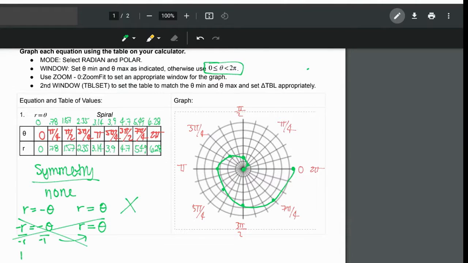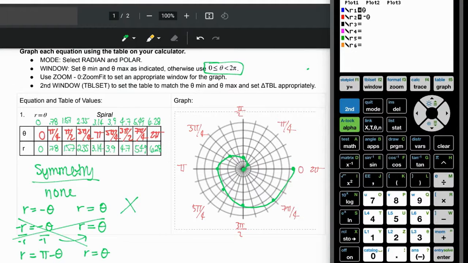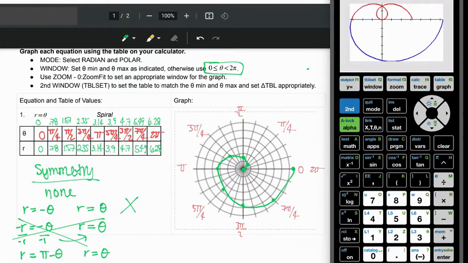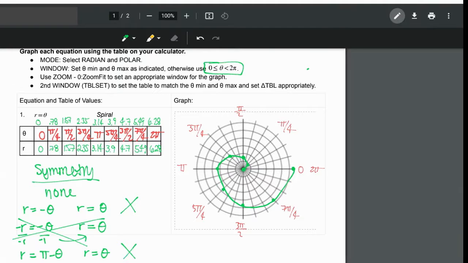So the original equation was r equals theta. So instead of theta, we're going to put in pi minus theta. And then let's see if these two equations are the same. So we go to the original equation, and then for the second equation, we're going to put in pi minus theta. We're going to hit zoom fit, and we're going to see if those are the same. As you could see, the red graph does not entirely encompass the blue graph. And in fact, there was this little section over here that was added. And so this would not have y-axis symmetry.